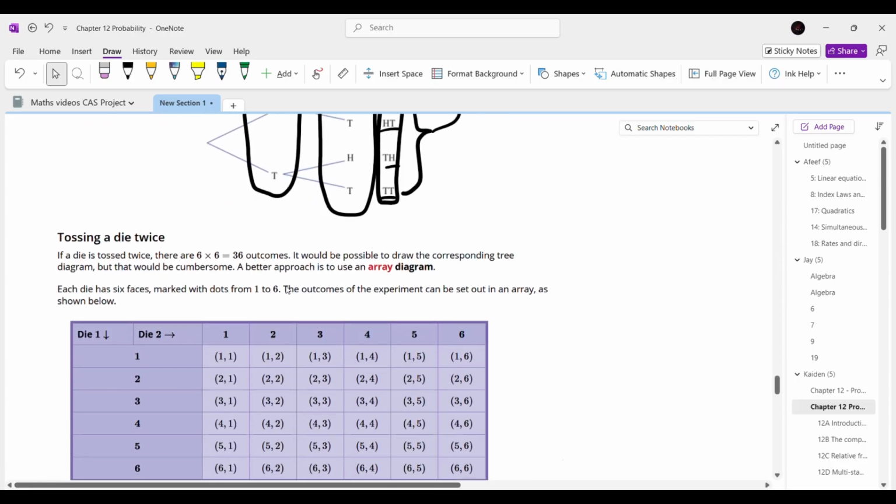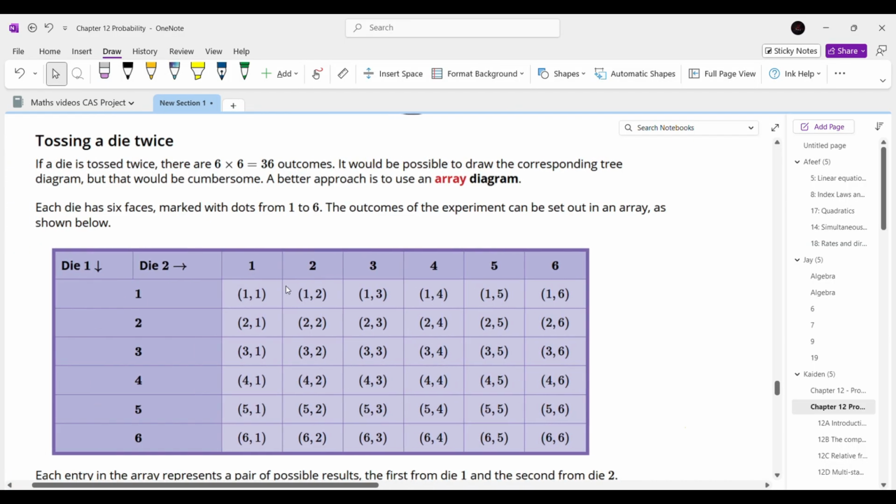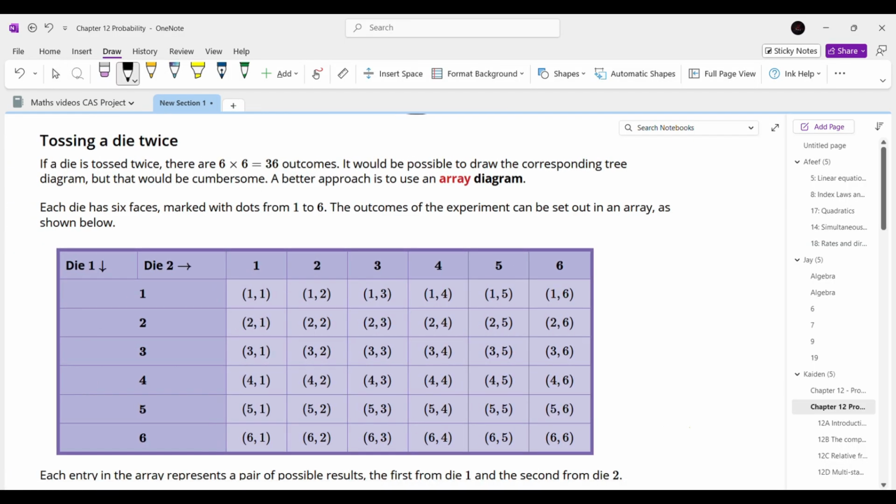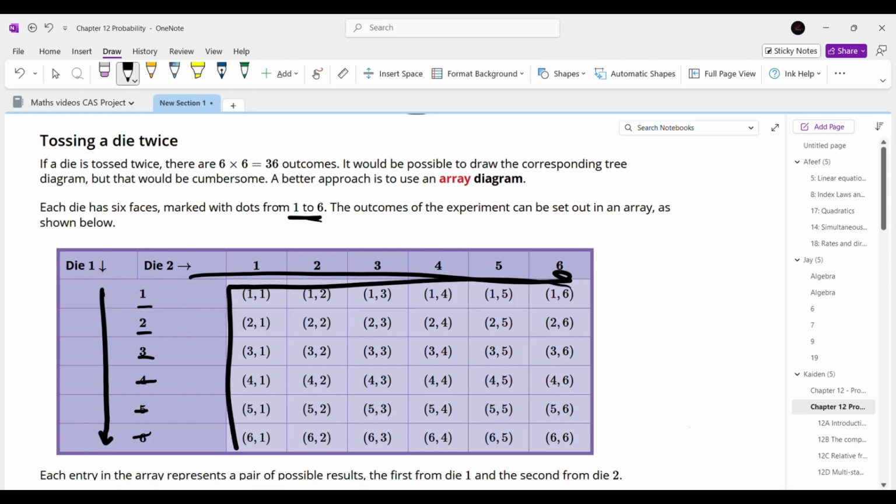But another approach we can use is an array diagram like this, where we're tossing a die twice and marking what we got from 1 to 6 on both dice and marking all the possible different combinations. So we have tossing each of these numbers on die 1 and then tossing each of these numbers on die 2. And as you can see here, all of the possible combinations have been marked down in this array diagram.